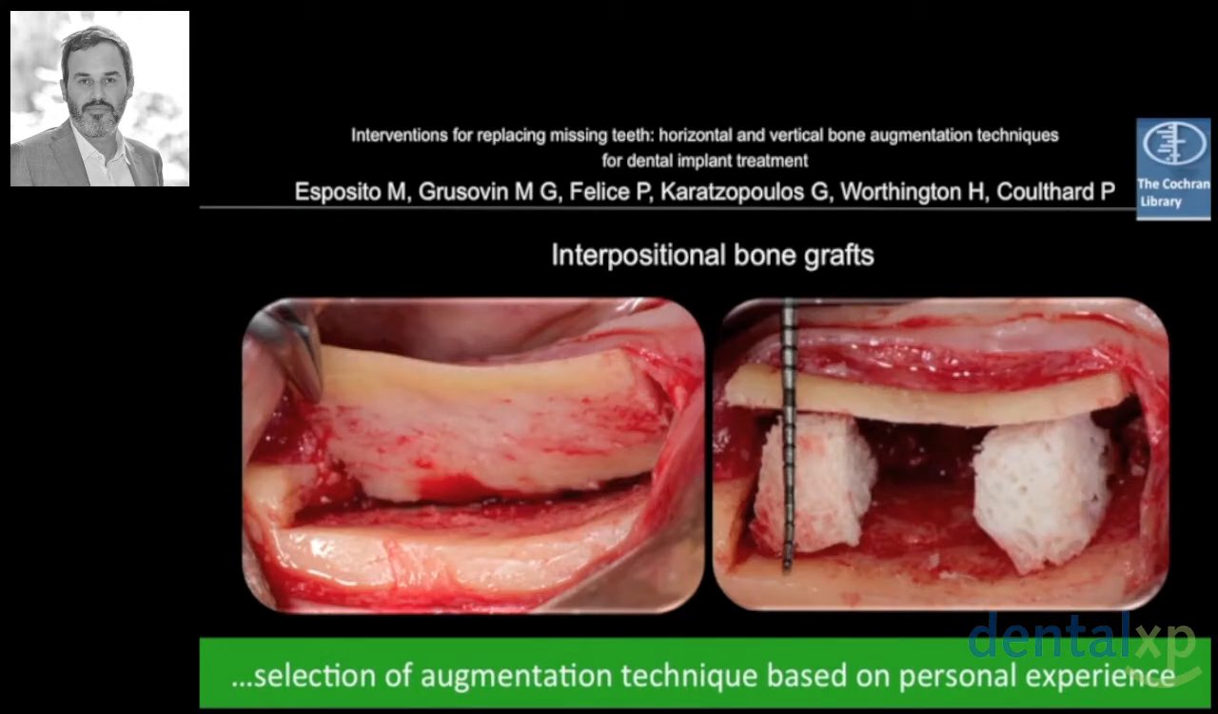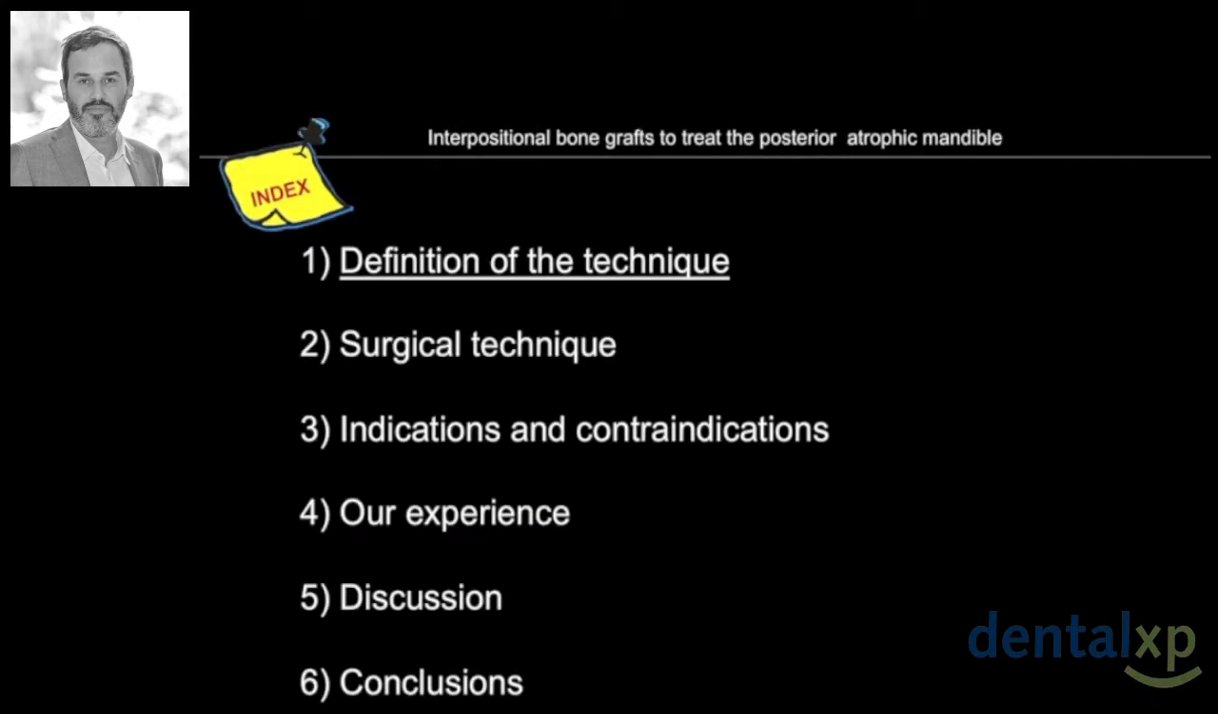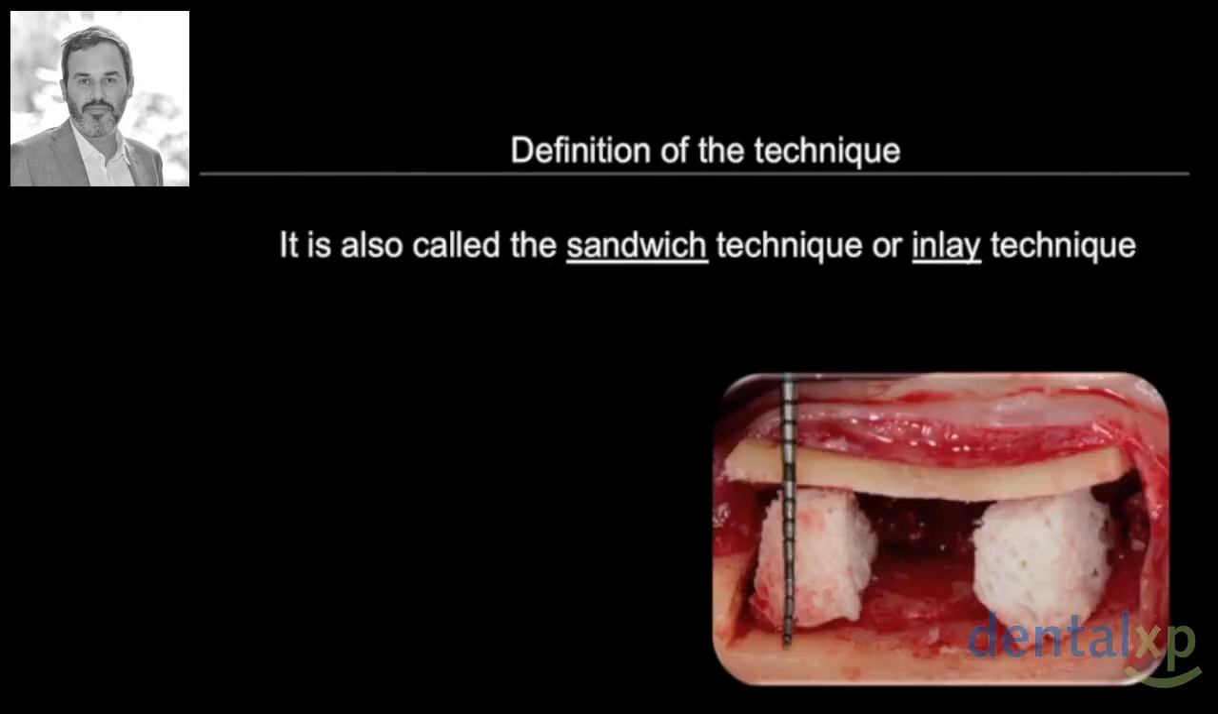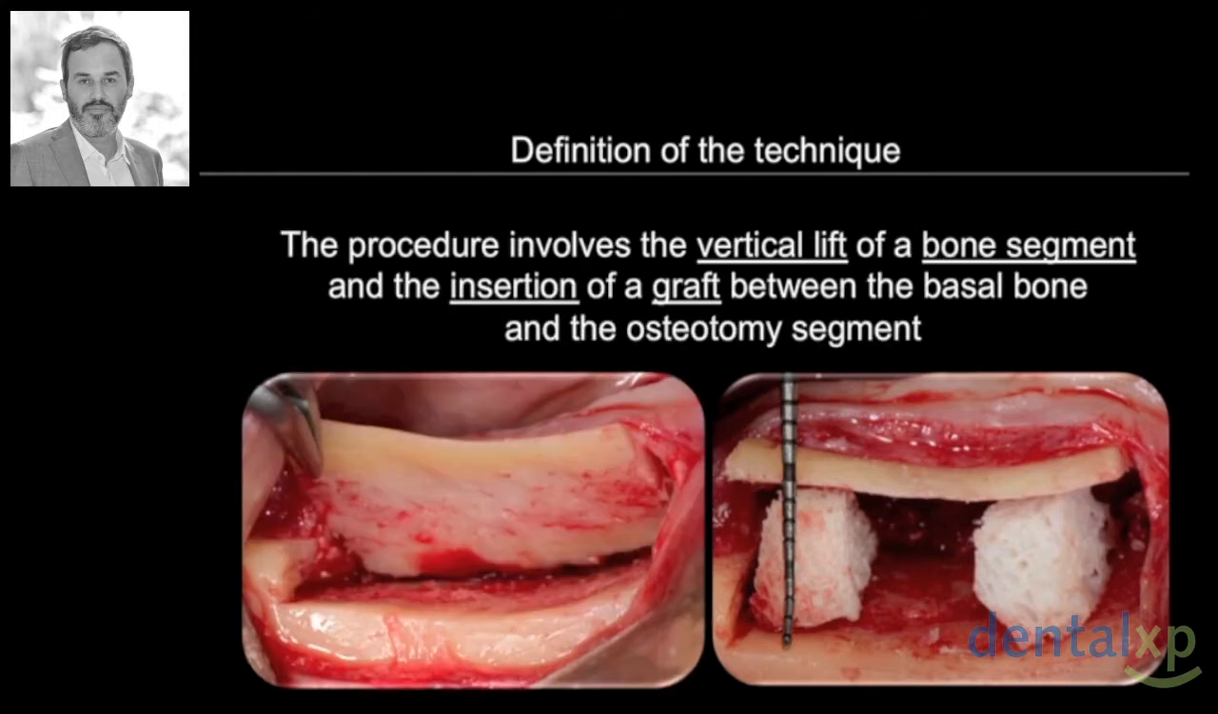I use the interpositional bone graft technique to treat the atrophy in the posterior mandible. What is the interpositional bone graft technique? It is called the sandwich technique or inlay technique. The procedure involves the vertical lift with a bone segment and the insertion of the graft between the basal bone and the osteotomy segment.